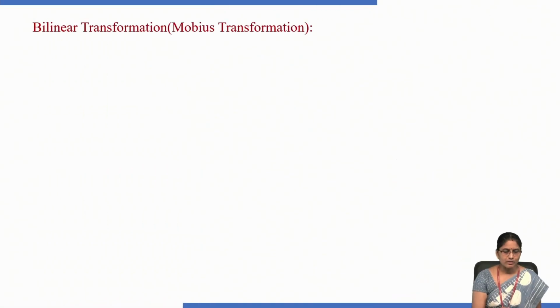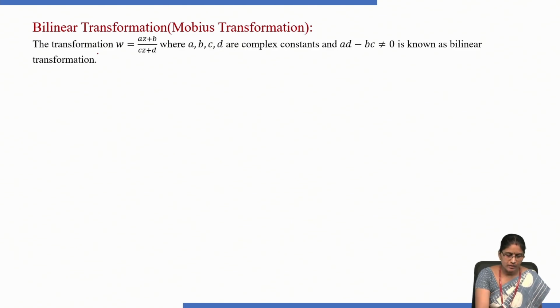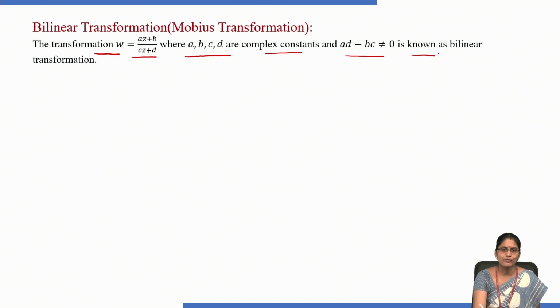Bilinear transformation. Another name of bilinear transformation is Mobius transformation. The transformation W is equal to AZ plus B by CZ plus D, where A, B, C, D are complex constants and AD minus BC is not equal to 0 is known as bilinear transformation or Mobius transformation.